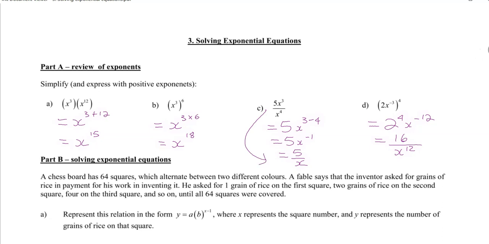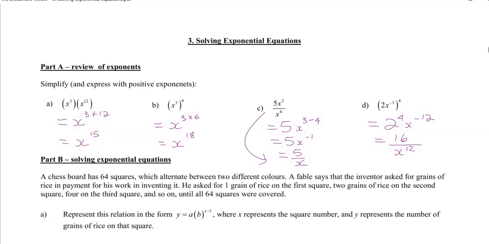So just recognizing that this is a larger power than this, the answer will be in the denominator. And how much larger? It is 1 larger, so it's just x to the 1 in the denominator. More formally, in 5, when you're dividing powers with the same base, you subtract the exponents. 3 minus 4 gives you -1, and to write that as a positive exponent, we move it to the denominator.